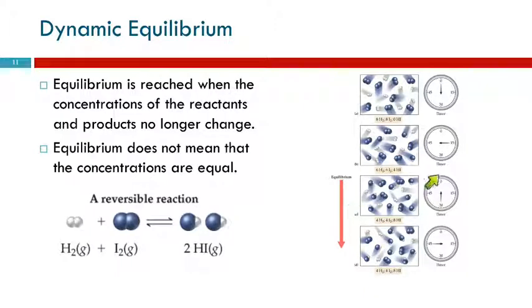So we go on to 30 seconds, and now we've got 4 molecules of H2, 4 of I2, and 8 of HI. At this point, if we've reached dynamic equilibrium, we can let the timer go. We can watch this reaction for a very, very long time, and the amounts of reactant and product are not going to change. It's still going to be 4, 4, and 8. It's not going to change.